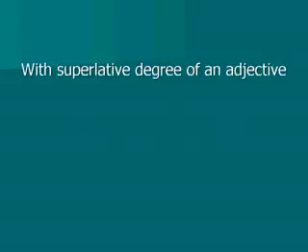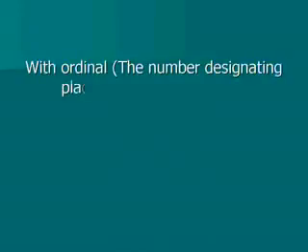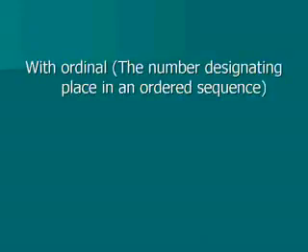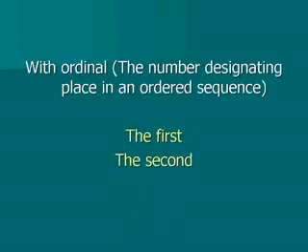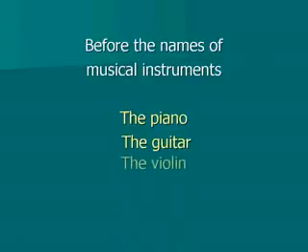You can also use a definite article with the superlative degree of an adjective. For example, the darkest cloud, the best book. With ordinals, the numbers designating place in an ordered sequence. For example, the first, the second, the third. Before the names of musical instruments, the piano, the guitar, the violin.